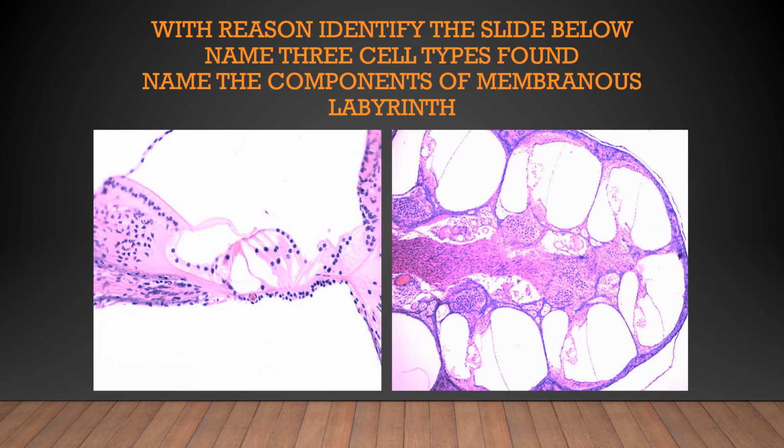As for the cell types, you have the hair cells, outer and inner hair cells, which play a sensory role. Then you have the outer and inner phalangeal cells, which support the outer and inner hair cells respectively. Then you have Hensen cells and border cells, which limit the outer and inner boundary of the organ of Corti. As for the components of the membranous labyrinth, you have the utricle, which gives rise to the semicircular ducts, and the saccule, which gives rise to the cochlear ducts.